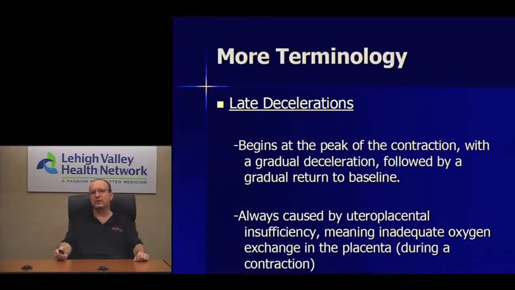Late decelerations begin at the peak of the contraction, with a gradual deceleration followed by a slow return to the baseline, or the average fetal heart rate for that baby. It could be caused by uteroplacental insufficiency, which means maybe there are not enough vessels still attached to transport the blood and the oxygen back and forth, so there might be inadequate oxygen exchange in the placenta, especially during a contraction.